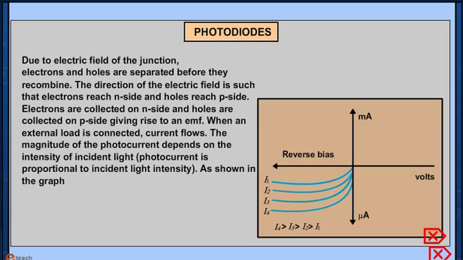The magnitude of the photocurrent depends on the intensity of the incident light. The photocurrent is proportional to the incident light intensity. As the intensity of the incident light increases, the photocurrent also increases, as shown in the graph.